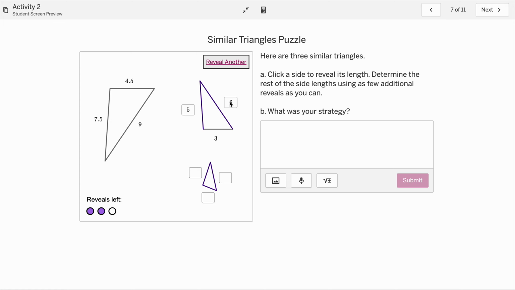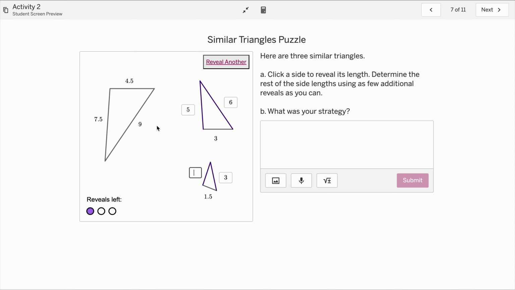This divided by 1.5 is 6. So I use scale factor to find this third side, but I use the relationship between these two sides to find these two sides. I'm going to do the same thing with this one. I'm going to reveal this bottom one because I know that this is going to be double that. So 1.5 times 2 is 3.